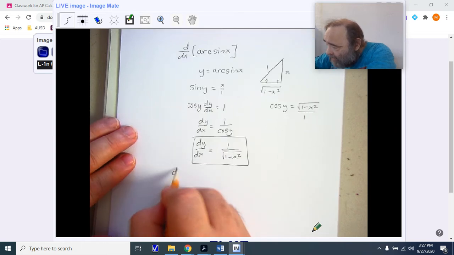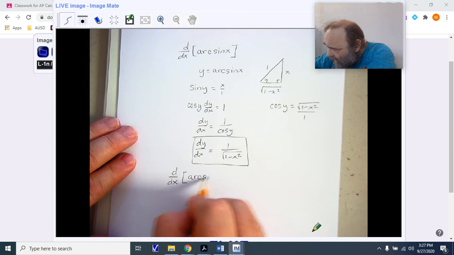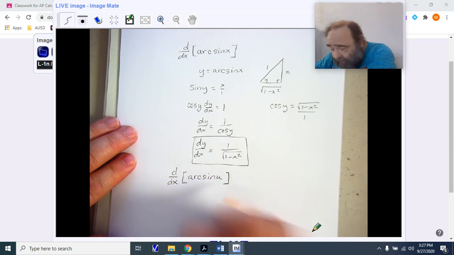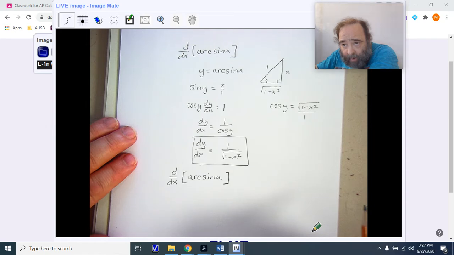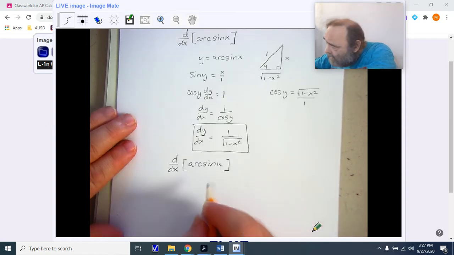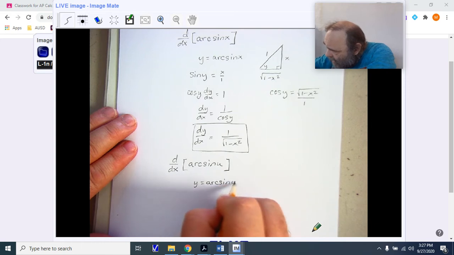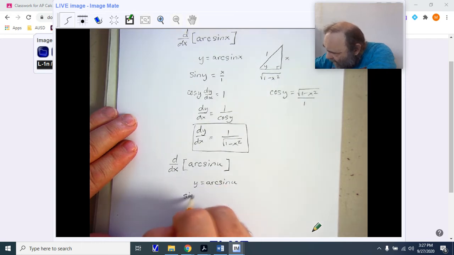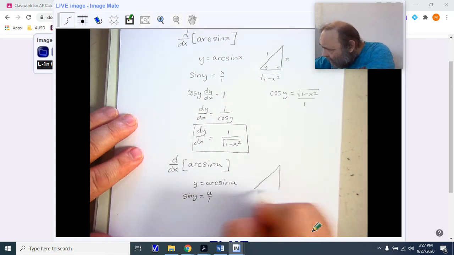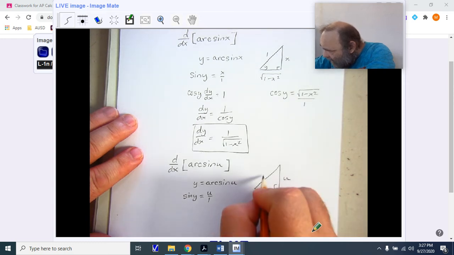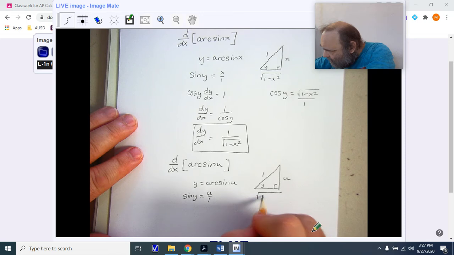Now, if we decide to use our u value, so let's see, the arcsine of u. The only difference is we're now not going to get a 1 in our numerator, we're going to get a u prime. So we set y equal to the arcsine of u. We let sine y equal u divided by 1. This gives us our reference triangle, opposite over the hypotenuse, which means that this piece is the square root of 1 minus u squared.